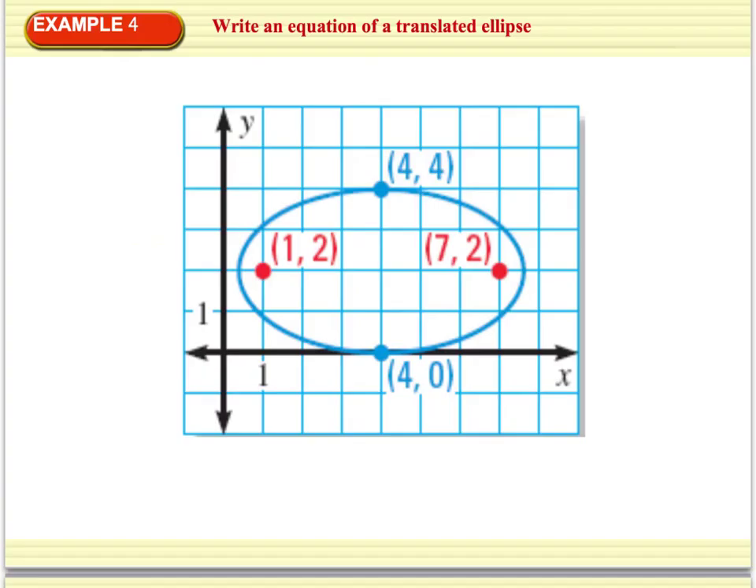And when we graph this ellipse, this is what it's going to look like. We have our co-vertices at 4, 4 and 4, 0, and our foci points at 1, 2 and 7, 2.